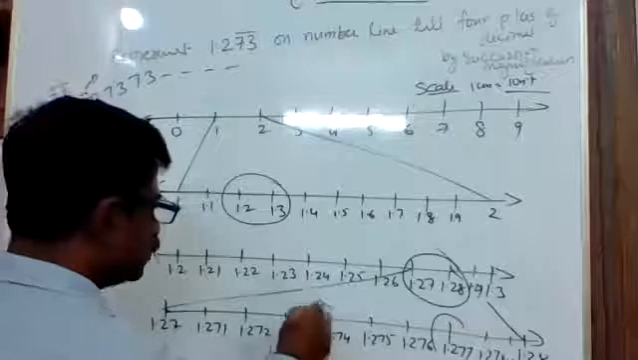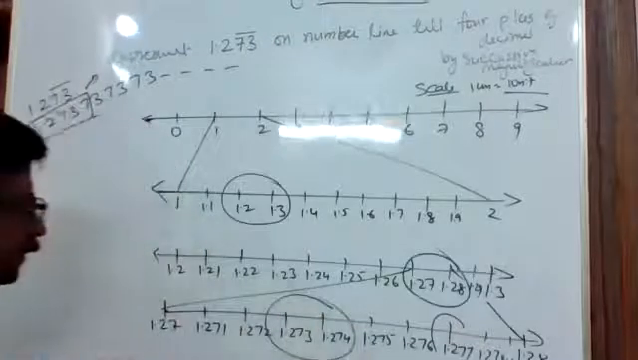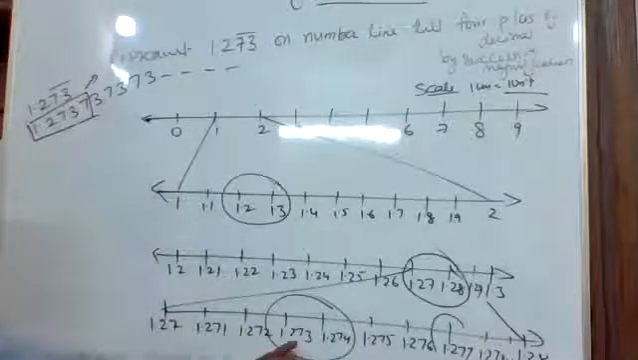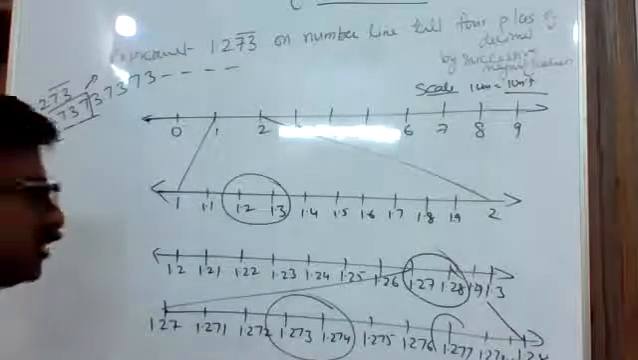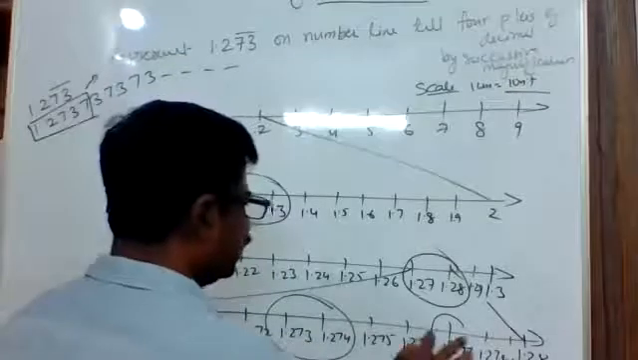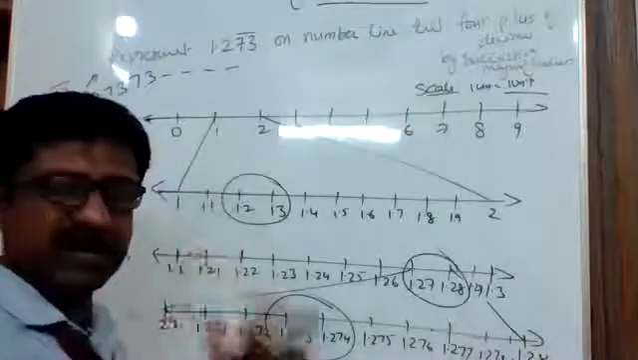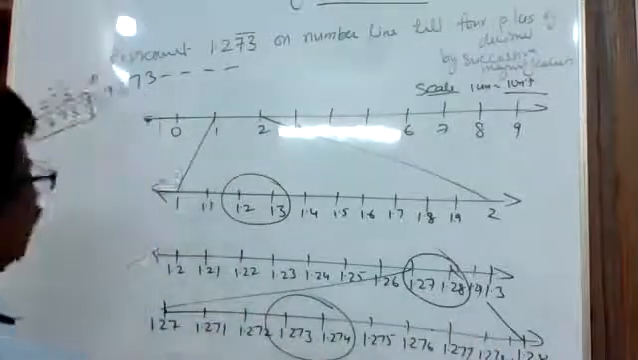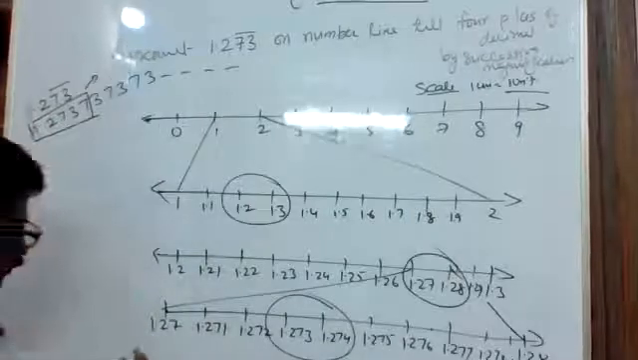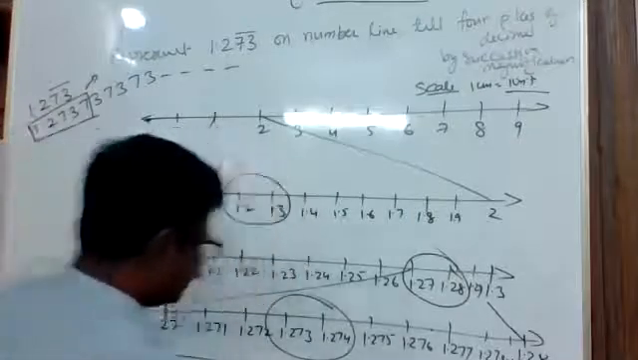This is 1.2737. We are taking 1.273 and 1.274. We have to further increase it. Further, we have to magnify it. Once again, you have to draw a number line. Procedure is same.